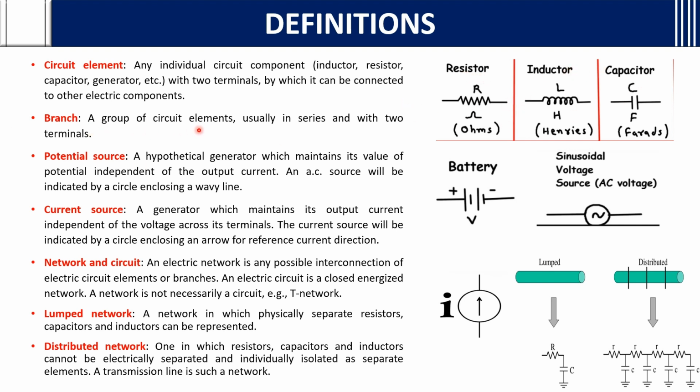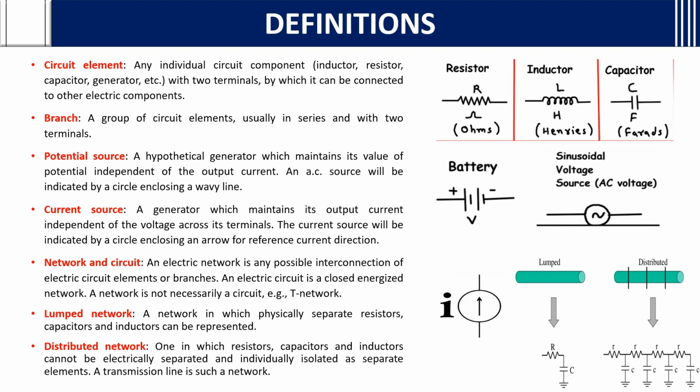Then branch. A group of circuit elements, usually in series, with two terminals. Branch is nothing but, if you draw like this, a resistor, and another resistor, here what is happening, it is dividing into two branches. It's nothing but a branch.